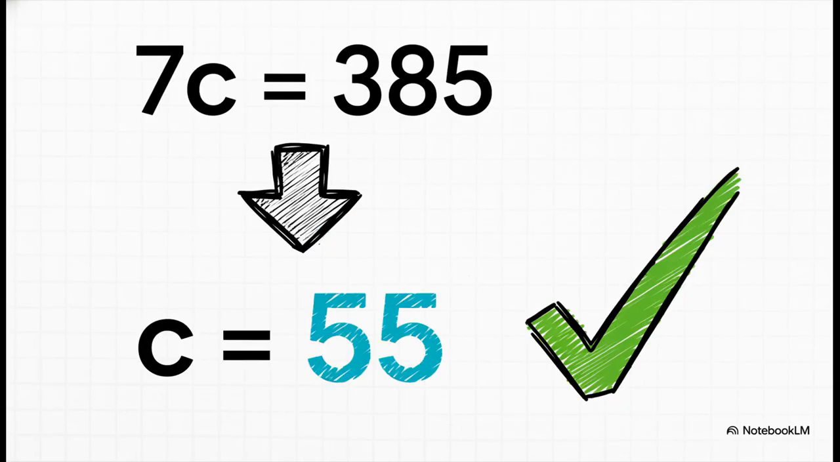So to find what just one C is worth, we have to divide 385 by 7. Let's do a little bus stop method in our heads. How many 7s in 38? Well, that's 5, with a remainder of 3. So we carry the 3 over, which leaves us with 35. How many 7s in 35? Exactly 5. So C equals 55. And getting that value is worth the third method mark.